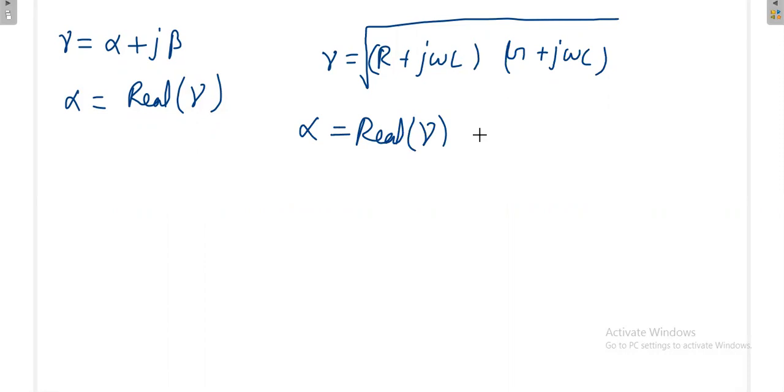Definitely that will be a function of R, G, L, C and all. That means finally your attenuation constant depends on all parameters R, G, L, C. Similarly, if you calculate beta from this, that also depends on R, L, G, C. But we are going to analyze some limiting condition.